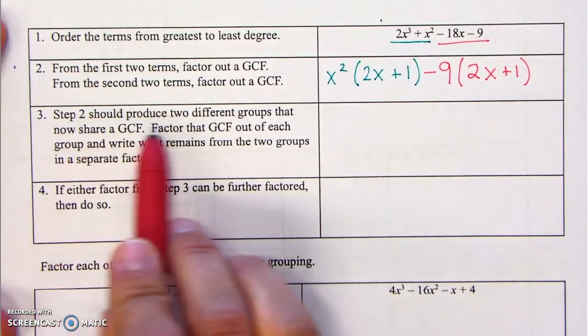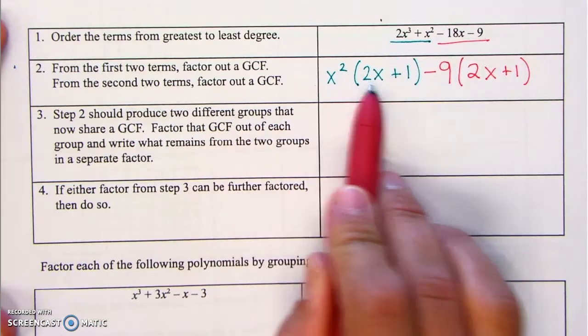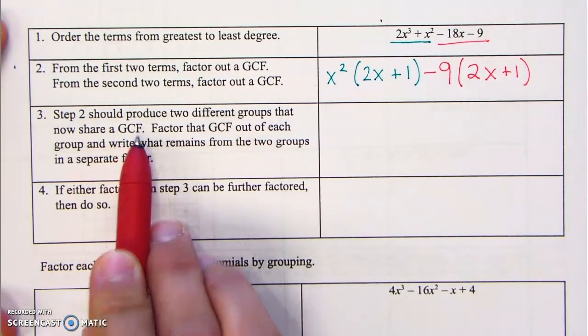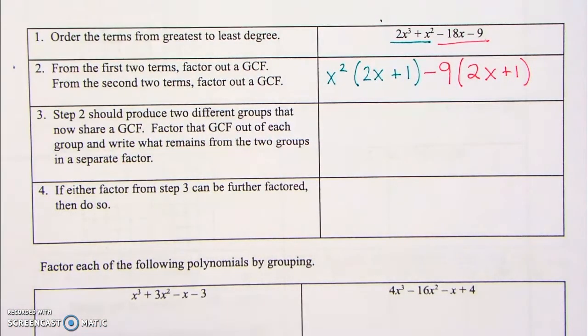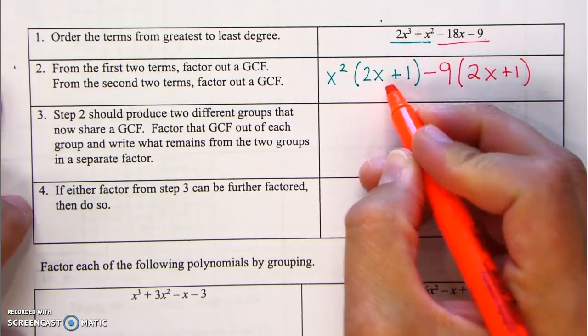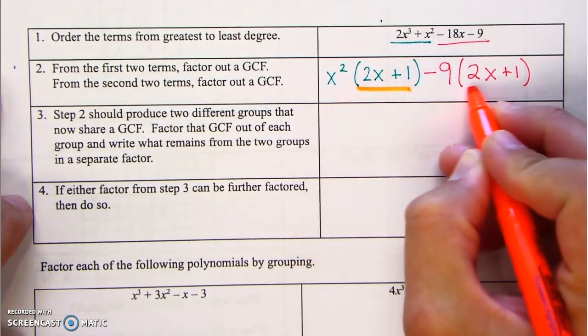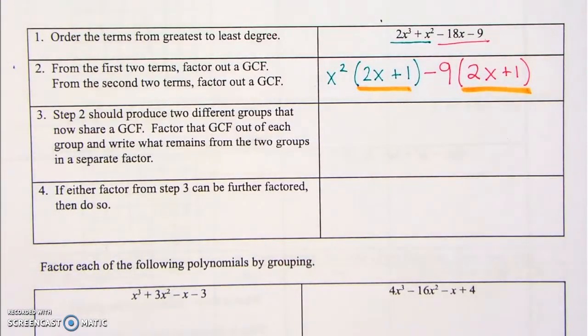Step 2 should produce 2 different groups that now share a greatest common factor. That's how you, isn't it funny how I write my 2's differently? I don't know why I do that.